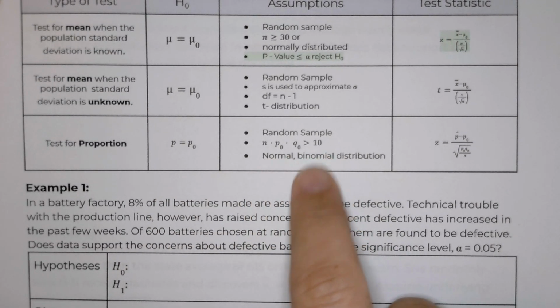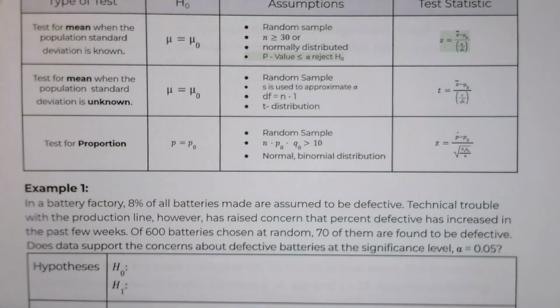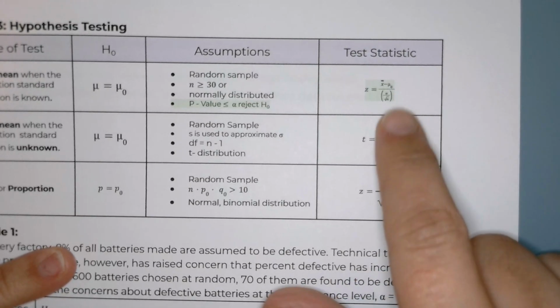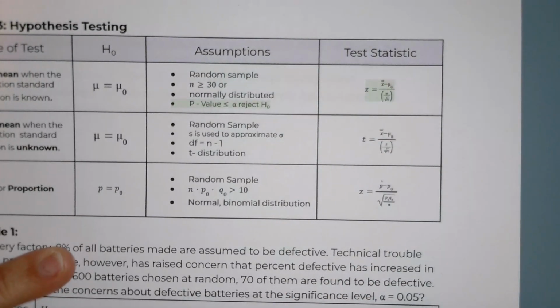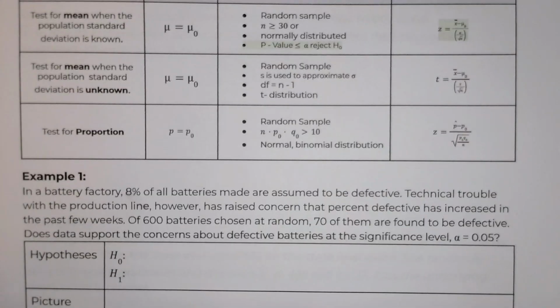Okay, and then a test for proportion has the same assumptions that we had to make earlier. We're assuming that it's a normal binomial distribution, and that n times p is greater than or equal to 10. Okay, this is how you find the test statistic. Notice that we've seen these formulas before. If you don't remember them, that's okay. We're going to use them in this chapter.